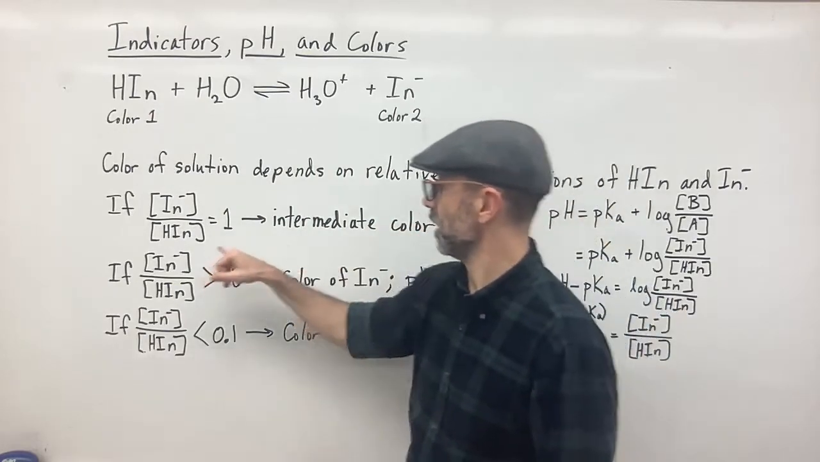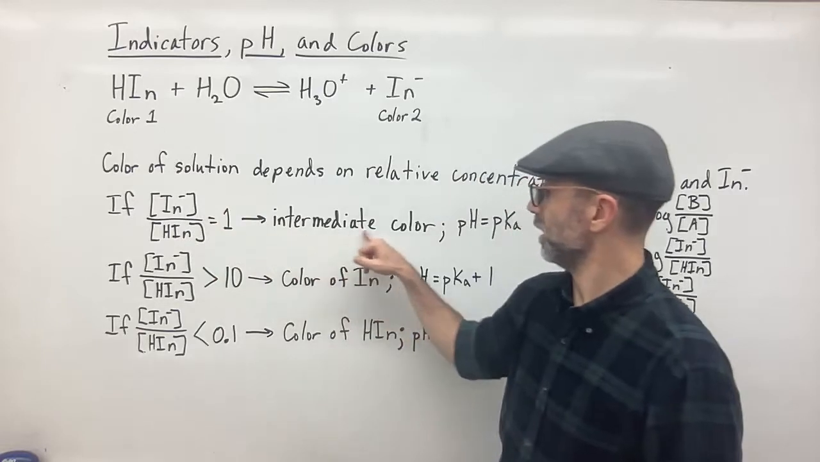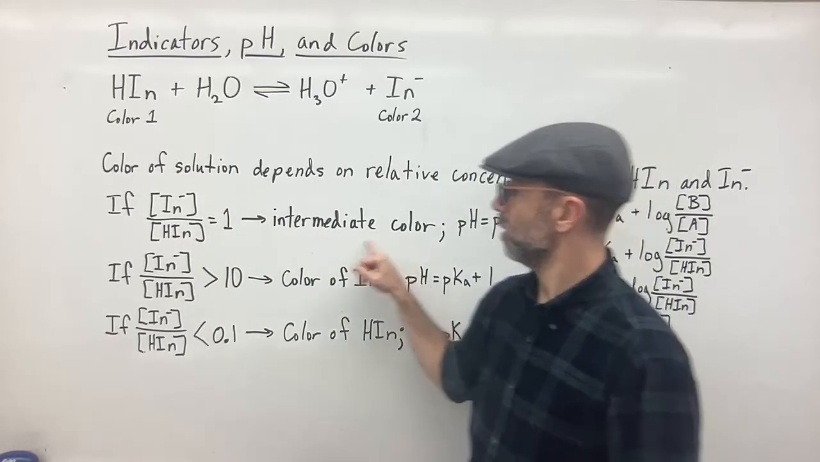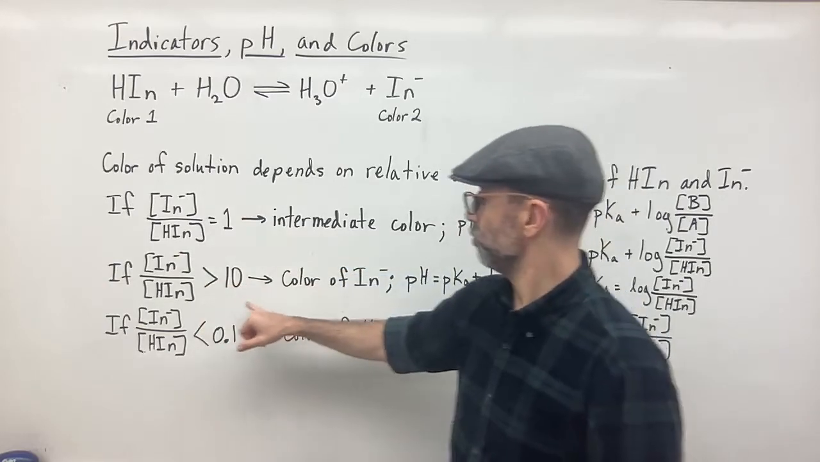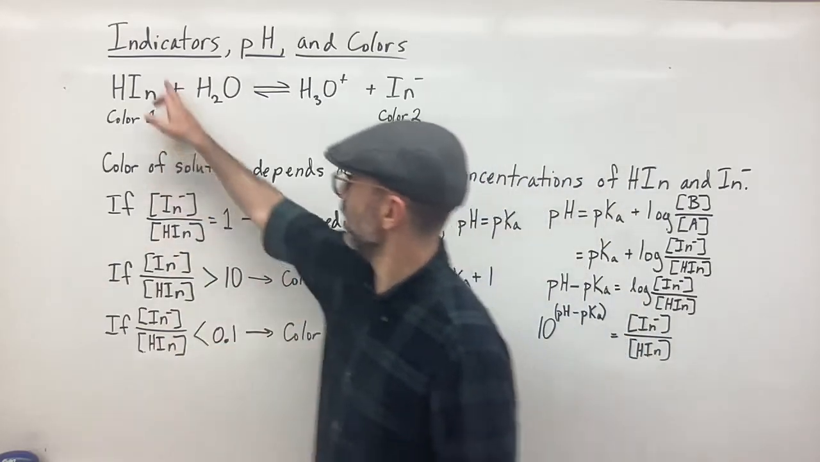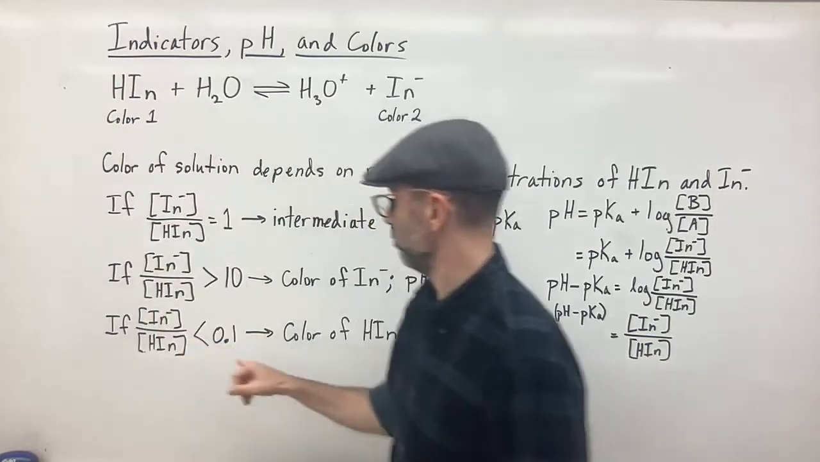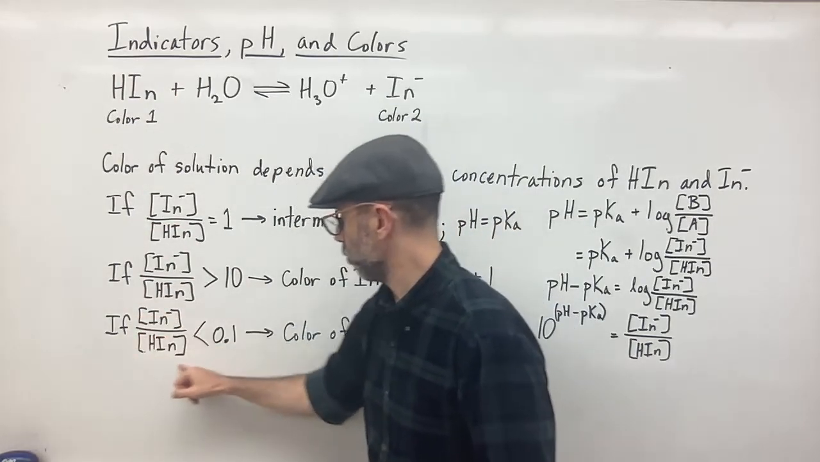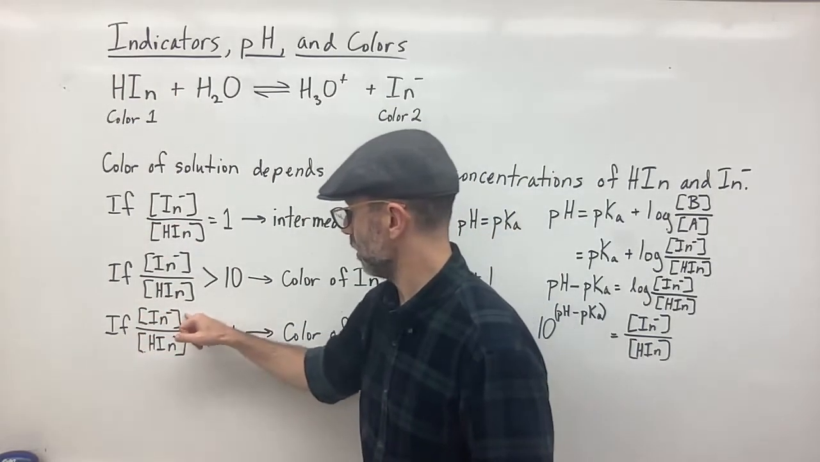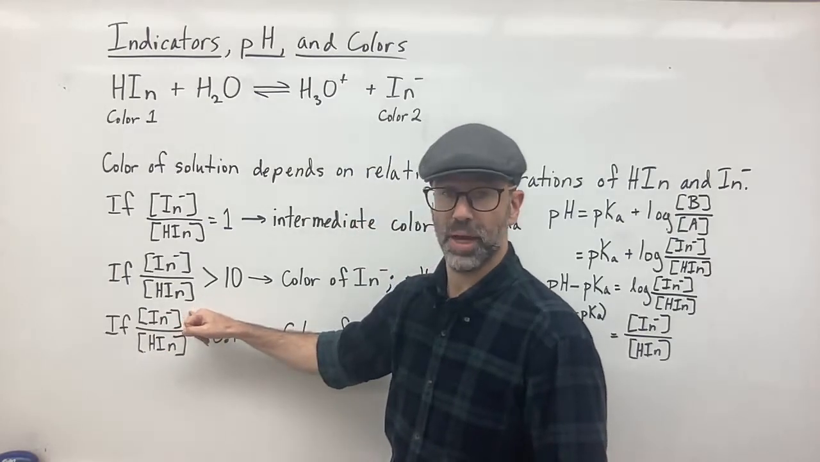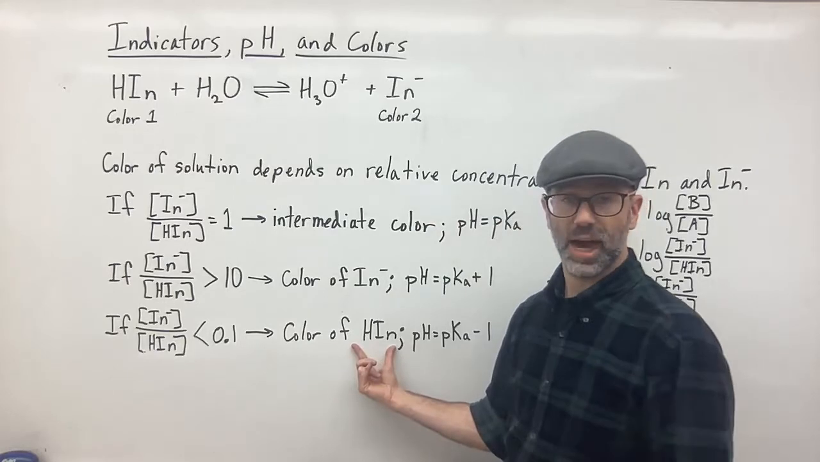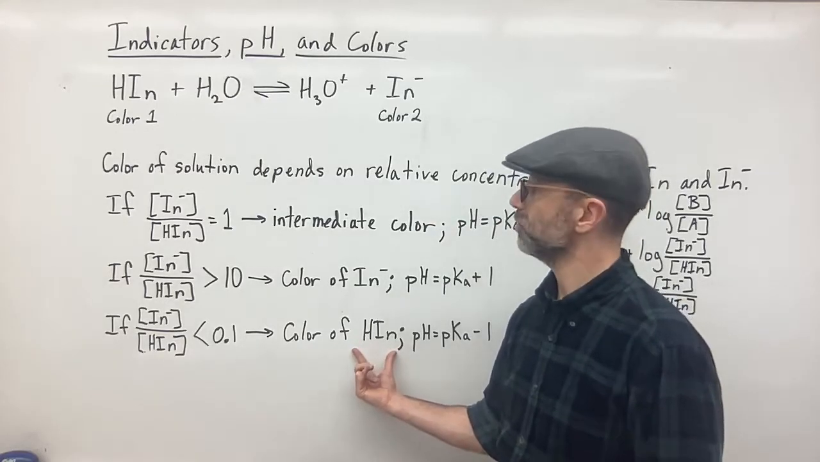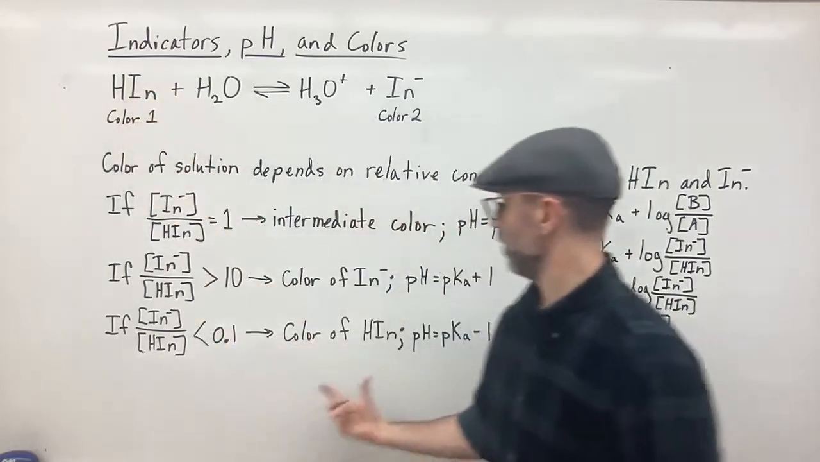And as we said here, if they're equal, then you get an intermediate color at this stage here. So if you start off with a lot more of this, then you're going to have a lot more of this in solution than your conjugate base, and so you're going to end up having the color of the acid form. So this would be prevalent. So you'd have this color.